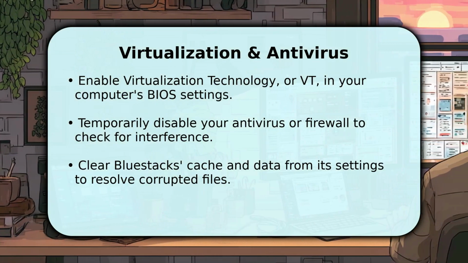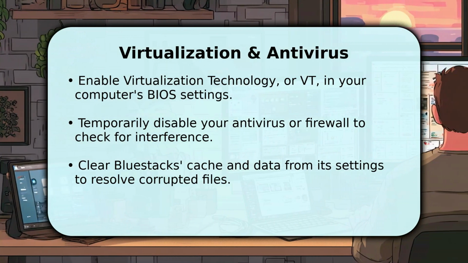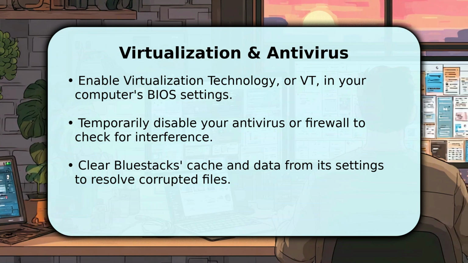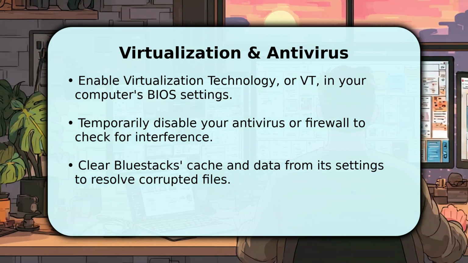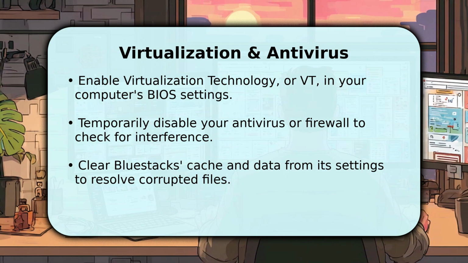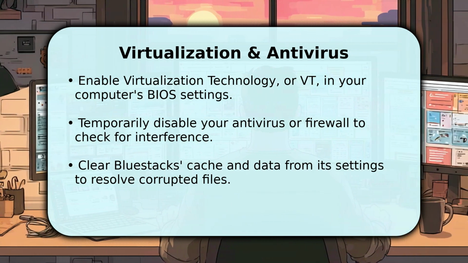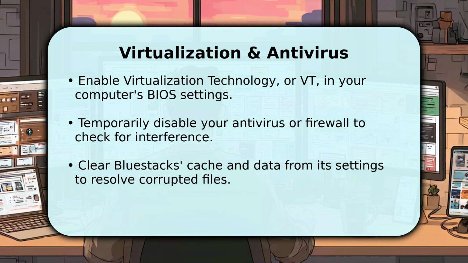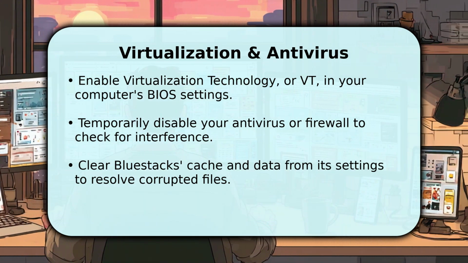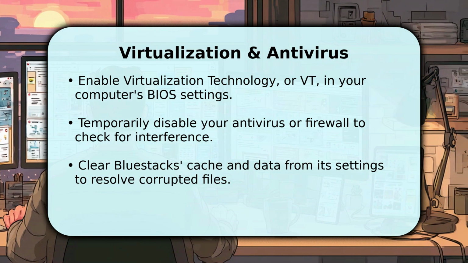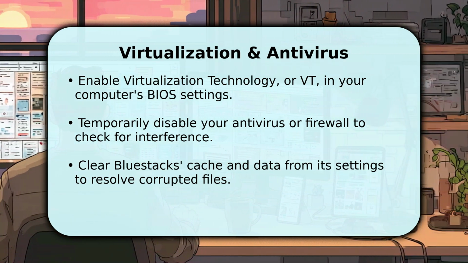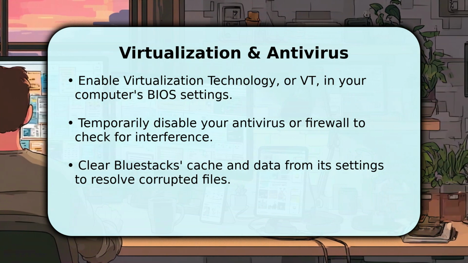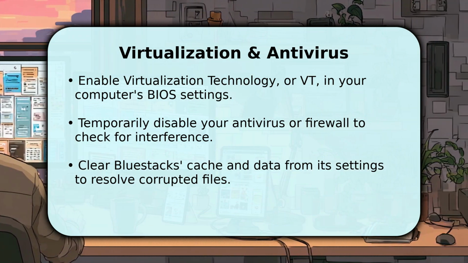Now, let's explore some slightly more advanced troubleshooting steps. A crucial setting is enabling virtualization technology, often called VT, in your computer's BIOS. This helps BlueStacks run much more efficiently. Sometimes, your antivirus or firewall might mistakenly block BlueStacks, so try temporarily disabling them to see if that resolves the issue. Finally, clearing BlueStacks cache and data can remove any corrupted files causing problems.